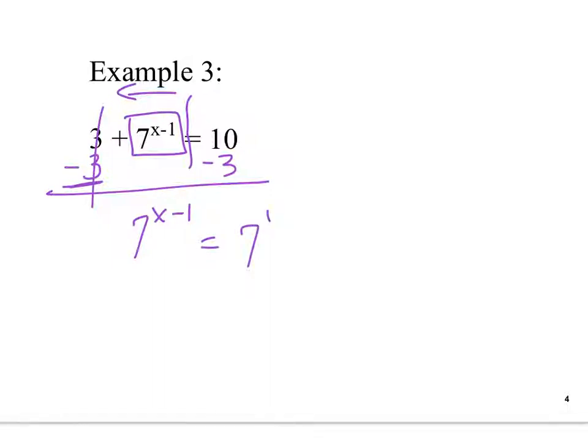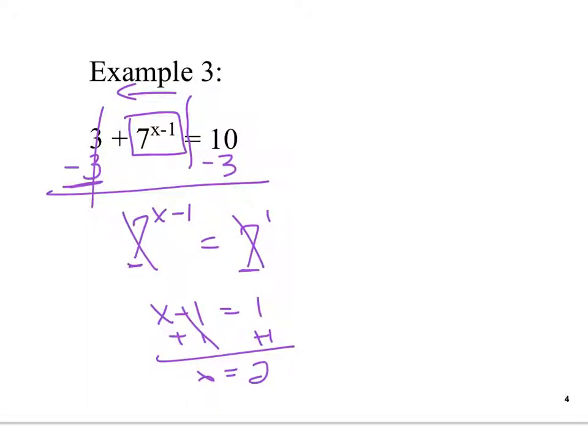So remember, that's 7 to the 1st. The bases are exactly the same here, so we drop it. X minus 1 equals 1. So x equals 2.